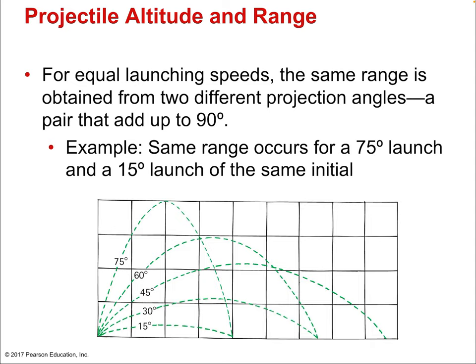So for equal launching speeds, the same range is obtained from two different projectile angles that add up to 90 degrees. This is a wonderful mathematical fact and just comes directly out of solving for the parabolic motion. It really just comes down to that algebraic math. Okay. And so you can see that a 75 degree initial velocity, that'd be 75 degrees above the ground, so you tilted up your launcher 75 degrees, yields the same range, that's until it hits the ground again, call that the range, okay, of a 15-degree launch. Now, of course, the 75-degree launch goes really high, right, and then comes back down, whereas the 15-degree launch never goes really high, but they both result in the same range, okay?